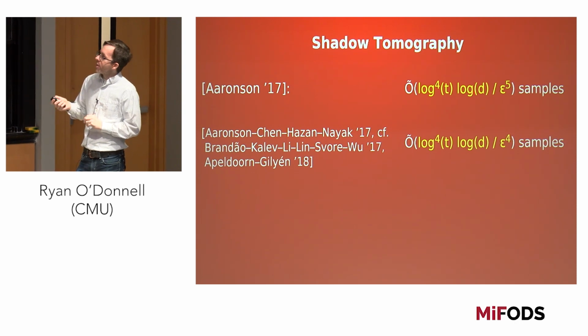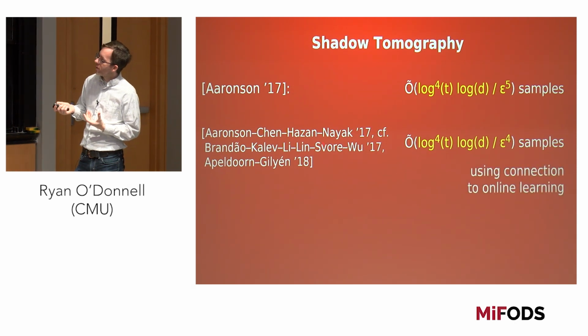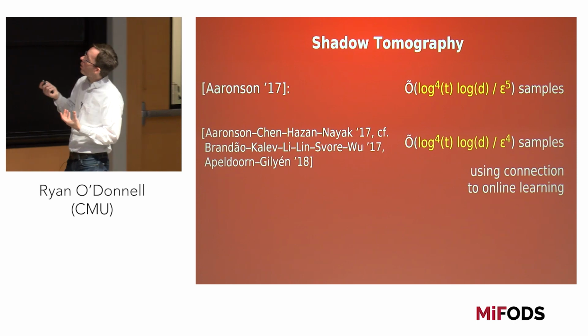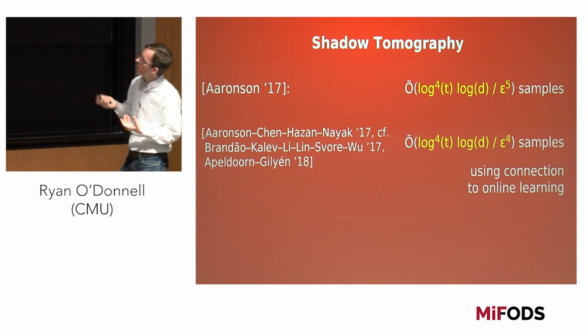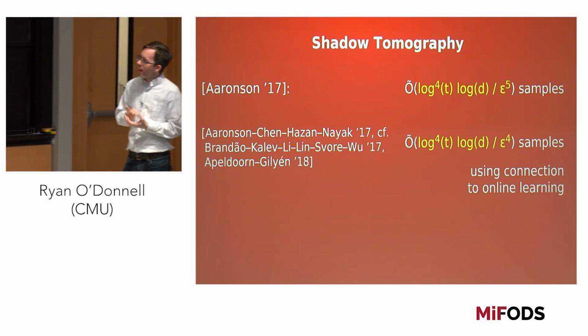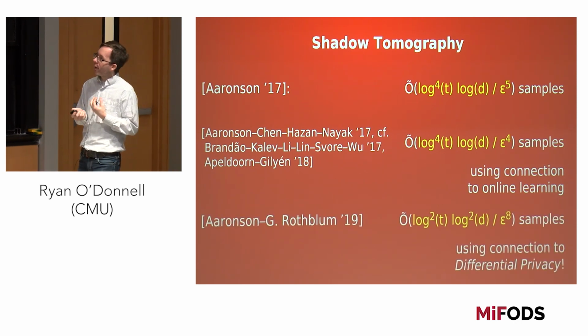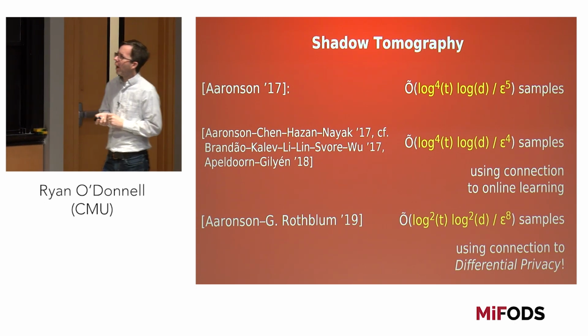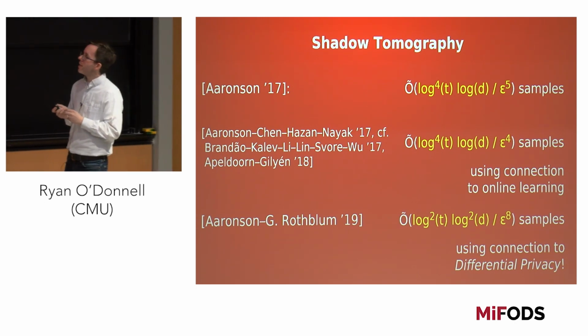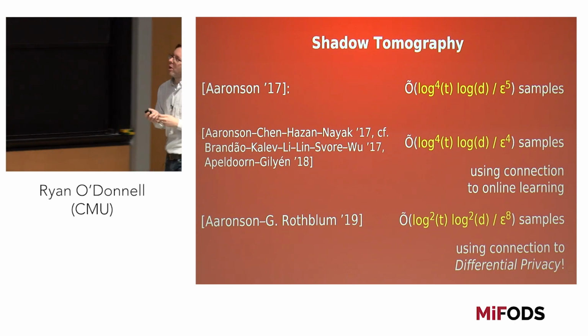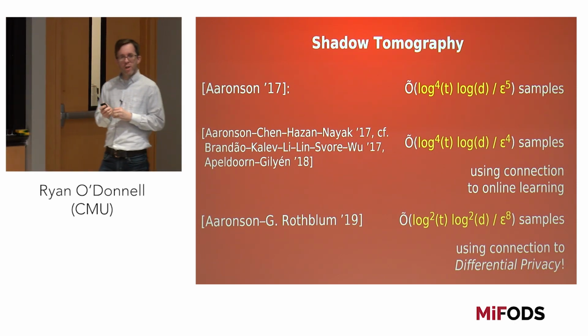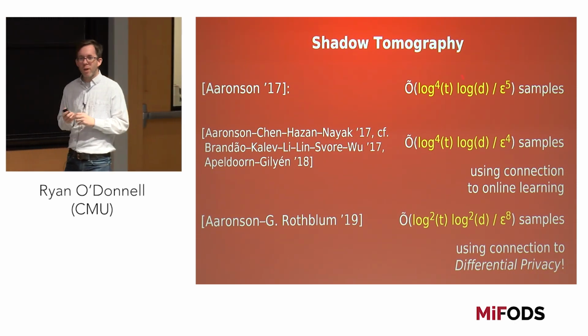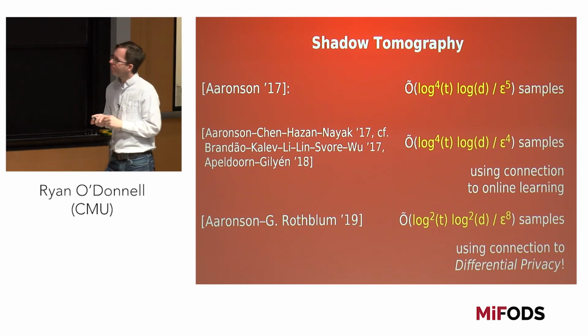OK, so I'm basically almost done. Let me just end with these open questions related to shadow tomography. So these are what we had before. Sometimes we see a log squared dependence on t, a poly dependence on epsilon, and some polylog dependence on d. One of my favorite open questions here is, can you get linear in log t times polylog d over epsilon? This is what I'd really like to do. And believe me, I tried the representation theory approach, and it didn't go so great. So maybe we need a different approach.